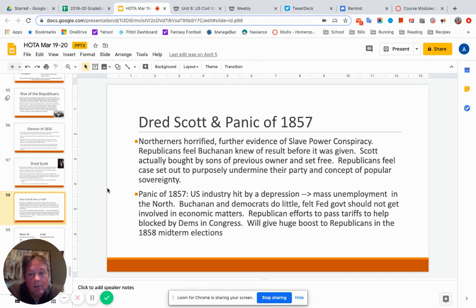And again, more and more people in the North, because there were some Northern Democrats at this time, are going to leave the party, and the Republican Party is really going to get a lot of numbers moving forward in the North and in the Midwest and in the West. As we move forward to the 1858 midterm elections and then move into 1860, the Republicans are going to be a serious challenger to the Democratic Party. So that's where we're at in 1857.